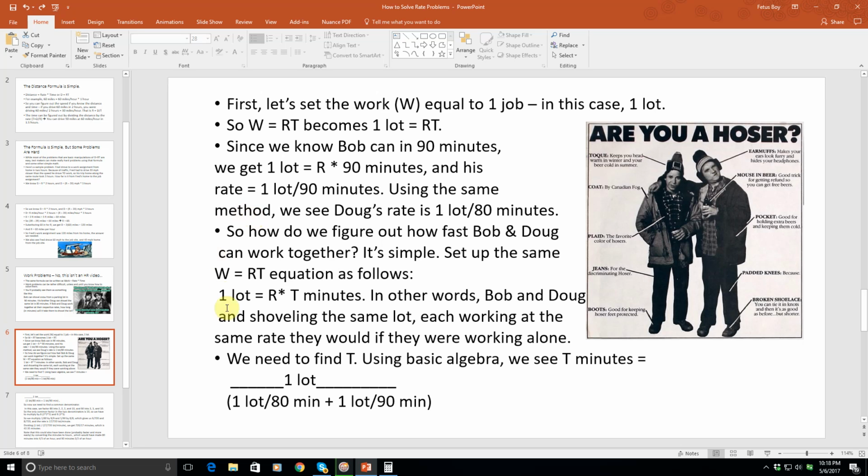So we need to find the time. Using basic algebra, we see that t minutes is equal to one lot over 80 minutes plus one lot over 90 minutes. See, this is Bob's rate and this is Doug's rate, 1 over 90 minutes. And since we have to divide the work, the one lot, by the combined rate to get the time, this is the formula we have.